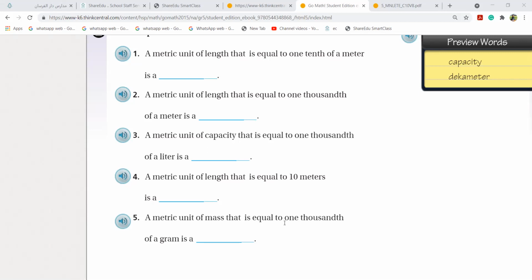Metric unit mass that is equal to 1/1000 of a gram. Good. It is milligram. If you see thousand and a gram, write milligram. If you see thousand and liter, it is milliliter. If you see thousand and meter, it is millimeter. Okay? Vocabulary builder, this is 100%. Please, please learn for tomorrow.